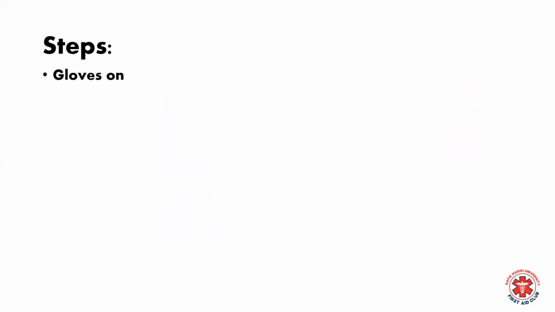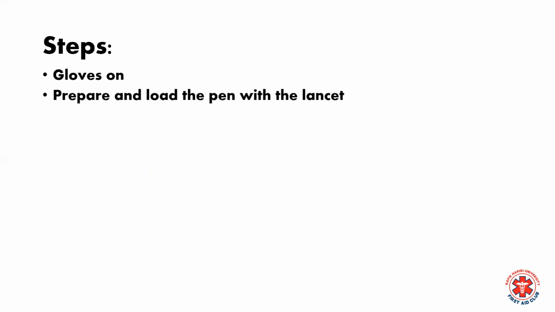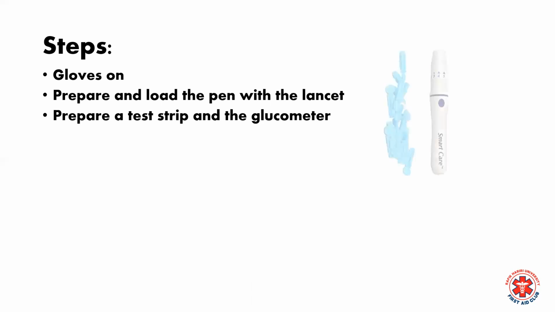Steps. Gloves on. We're dealing with blood. Prepare and load the pen with the lancet. Prepare a test strip and the glucometer. Most glucometers, when we put the test strip in it, will automatically turn on. So that's the pen, and those are the lancets.